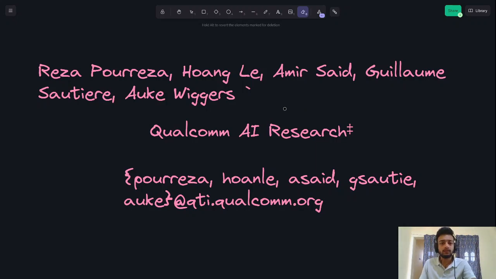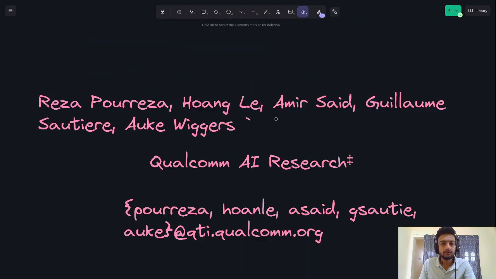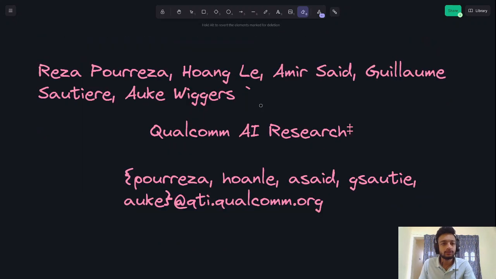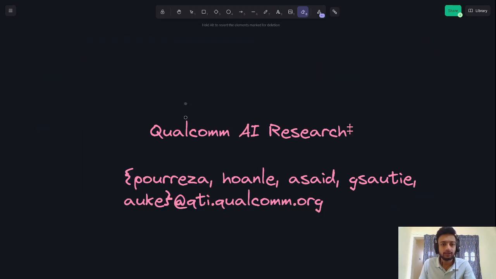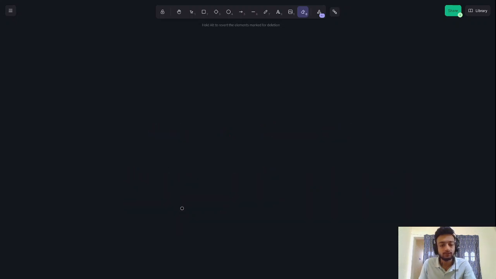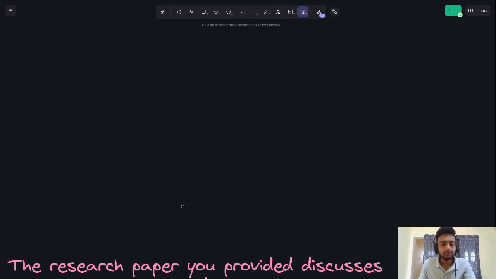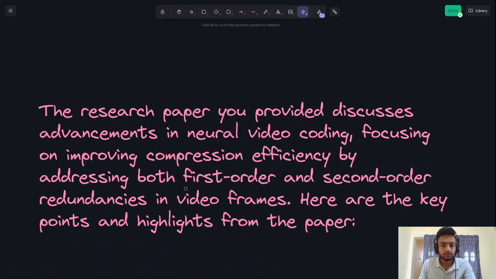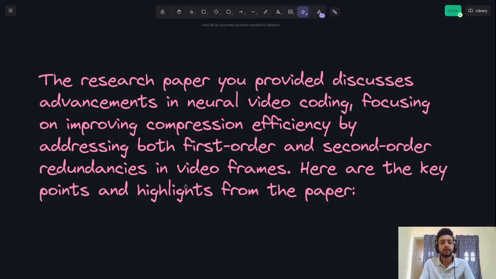So quickly we'll just see what the video is about. As you can see here, these are the citations. We don't need any more of this. We'll quickly jump on to this, which is about the research paper you provided, which discusses advancements in neural video coding. What is neural video coding? We will quickly see about it, focusing on improving compression and efficiency by addressing both first order and second order redundancies in video frames. Here are some key points and highlights from the paper.